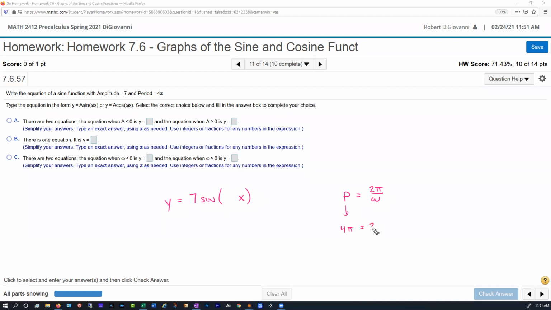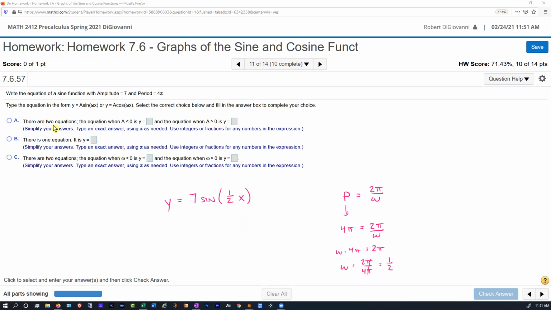So 4 pi must equal 2 pi over omega, and we're going to solve for omega, or w. I'm going to multiply both sides by w to get it out of the fraction, and then divide both sides by 4 pi to get w by itself. The pi's cancel and I just get a half. So I just need a half in front of x, and that should do it.